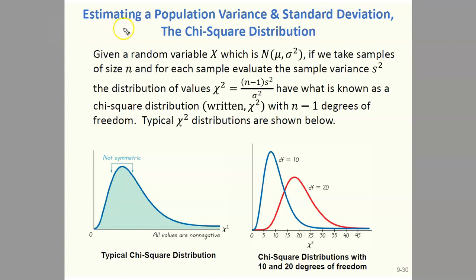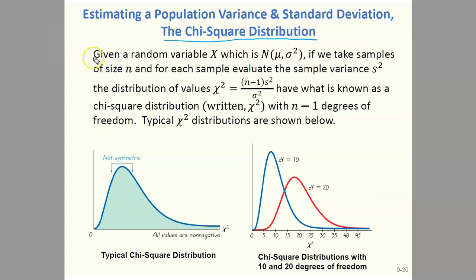In this lesson, we're going to cover how to construct confidence intervals for population variances and standard deviations. The construction techniques we use will involve what's known as the chi-square distribution. Remember, previously our confidence intervals involved the normal distribution and the student t-distribution. Well, to estimate a population variance and standard deviation, we're going to use the chi-square distribution.